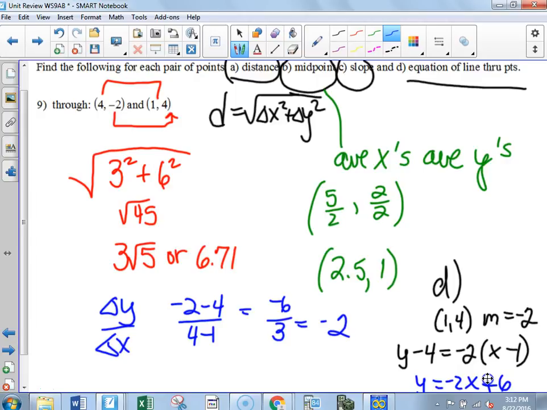I do try to take into consideration how long we've spent on the unit. If we've spent 3 weeks on it, it's going to be worth a lot of points. But this one, basically, we've spent a week reviewing linear equations, so it's worth 50 points.